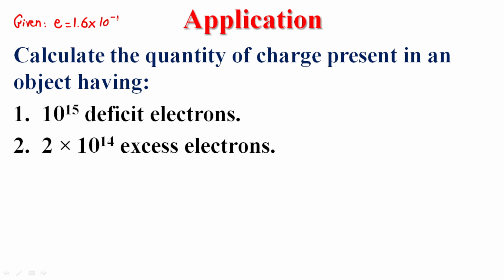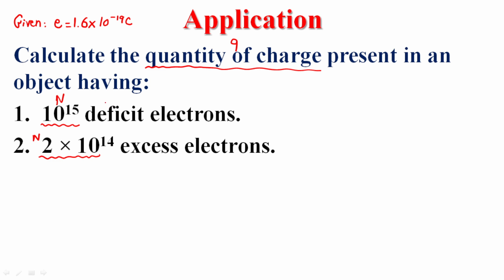1.6 times 10 power minus 19 coulombs. Calculate the quantity of charge present in an object having 10 power 15 deficit electrons. In this part it asks for the quantity of charge, Q, present in an object with 10 power 15 deficit electrons. Here it gave me the number of electrons, N. But be careful, sometimes N comes as deficit, sometimes as excess. So what do I do here? This object has 10 power 15 deficit electrons, meaning it is missing 10 power 15 electrons.